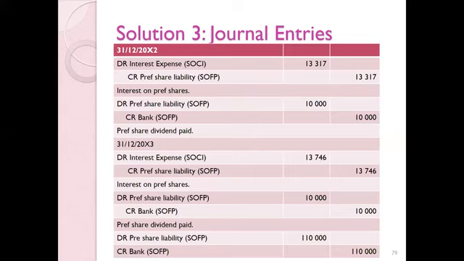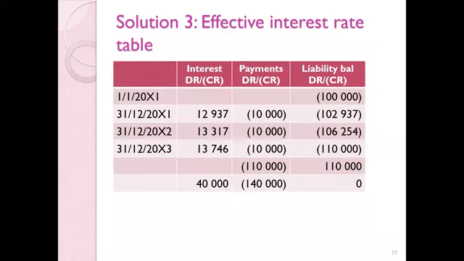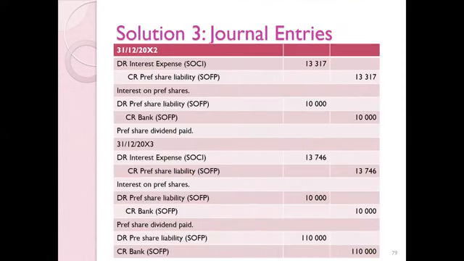On the 31st of December 20X3, we can now reflect our final element of interest and payments. So the final payment is 13,746 Rand, taken from the 4th row of our effective interest rate table. And so we record that as our interest expense, credit our preference share liability, our final dividend payments, debit our liability credit bank, and then we need to show the actual redemption of those preference shares. So debit the preference share liability with the full 110,000 Rand and credit bank.